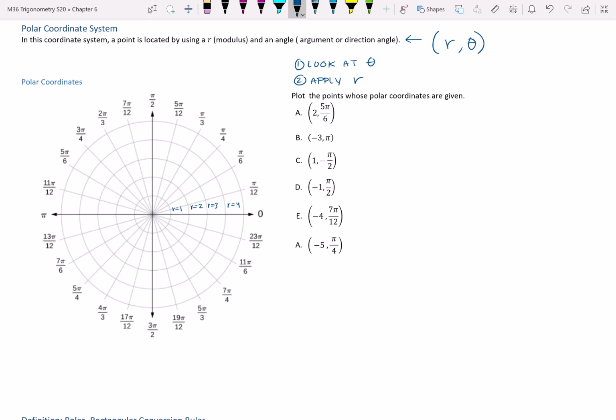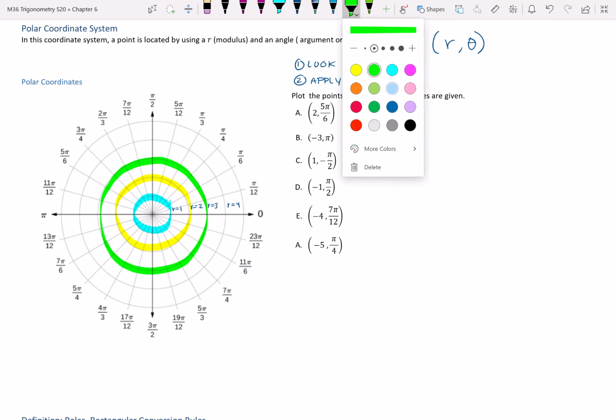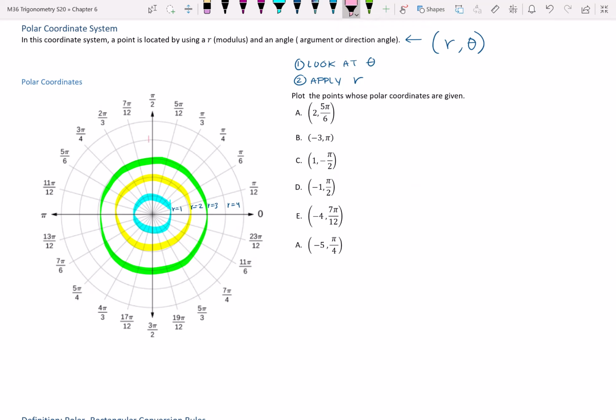Okay, so this whole thing is R is equal to 1. The second one is R is equal to 2. Notice that it's not really negative. The negative is going to play a role in a different way. Okay, so the third one here is R is equal to 3. The fourth one, let's use some pink here. The fourth one is R is equal to 4.